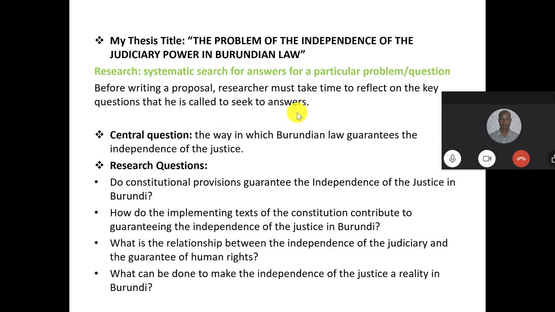I have two kinds of questions. First, the central question relates to the way in which Burundian law guarantees the independence of justice. About the specific research questions: first, do constitutional provisions guarantee the independence of justice in Burundi? Second, how can the other legal texts implementing the constitution contribute to guaranteeing the independence of justice in Burundi? Number three, what is the relationship between the independence of the judiciary power and the guarantee of human rights? And finally, what can be done to make the independence of justice in Burundi a reality?